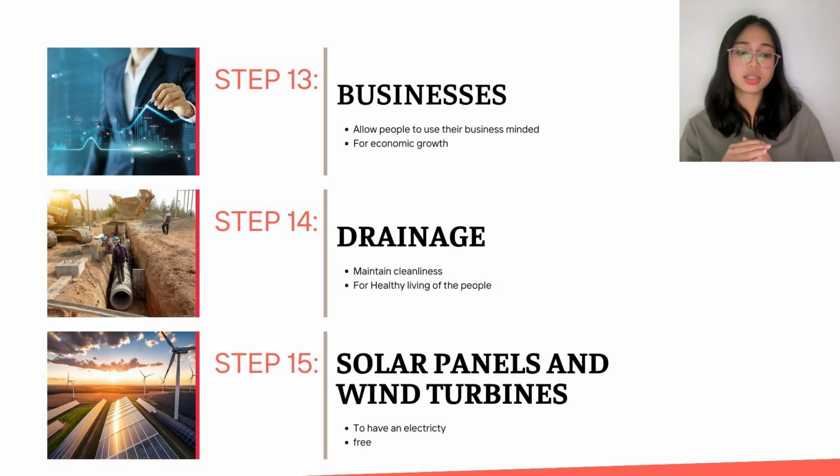And step 15 is let's install solar panels and wind turbines to have electricity, and let's make sure that this electricity is free, because I think electricity is one of the biggest problems of the community, because it is so expensive, and it's sad. Also if our electricity is free, I can assure that our economy could also grow.